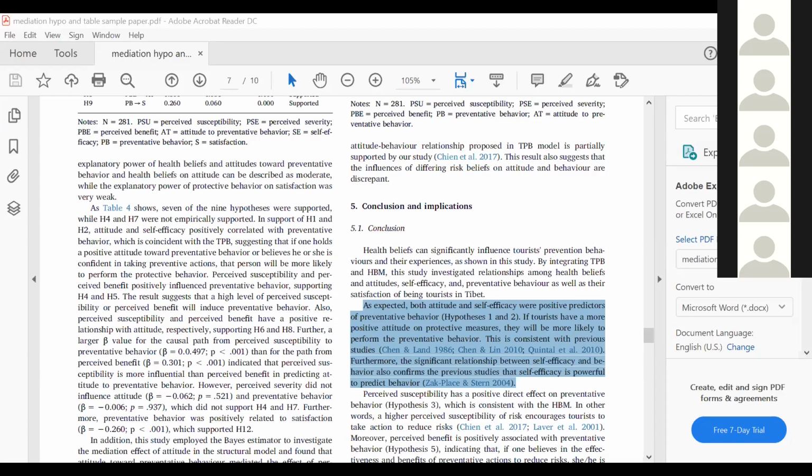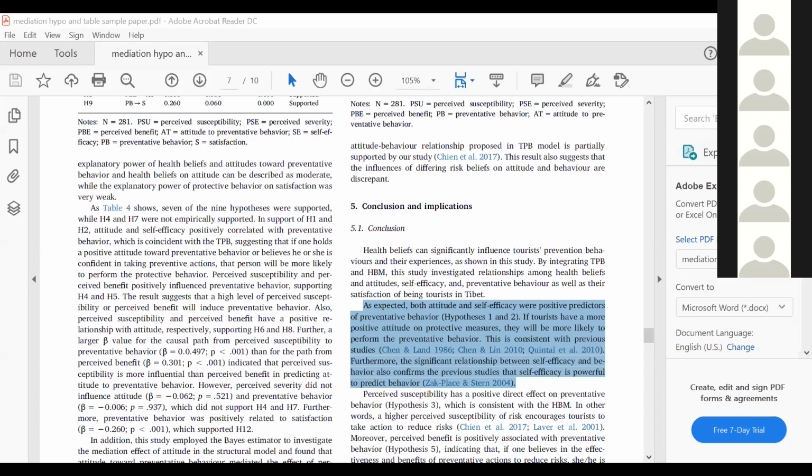1 and 2, he's not given numbers. Mind you, he's proven the numbers part. He's just explaining to a layman reader, a person who doesn't know numbers, that listen, attitude impacted the preventive behavior. Okay, look at the managerial implication.